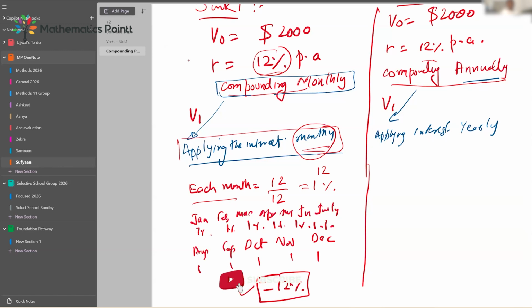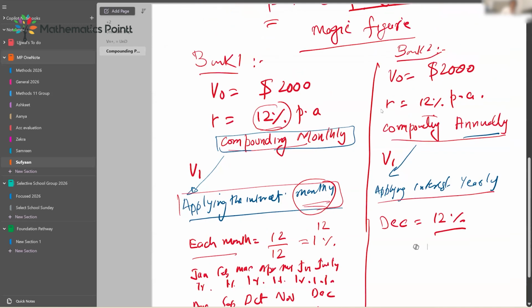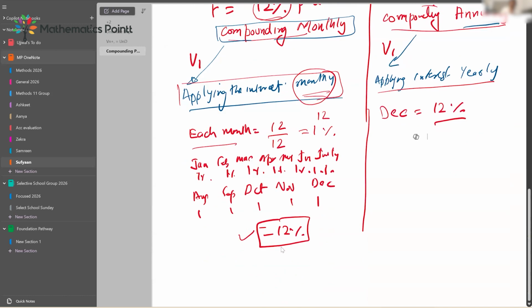Whereas this person here gets the interest applied yearly. So that means at the end of December only, 12% is applied. Straight away, 12% is being applied to $2,000. So what's the difference? There is no difference, at the face of it, because the money is the same, the interest rate is the same, compounding monthly, all right, makes sense, but then at the end both of them are still getting 12%.